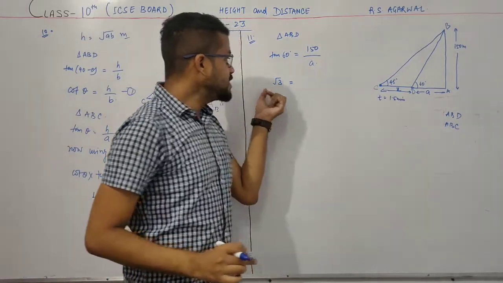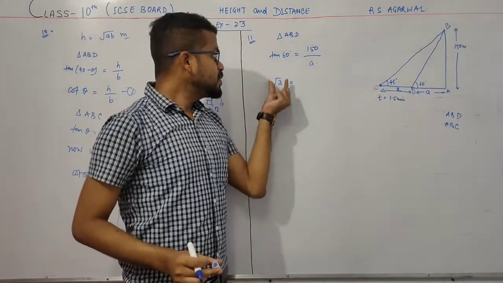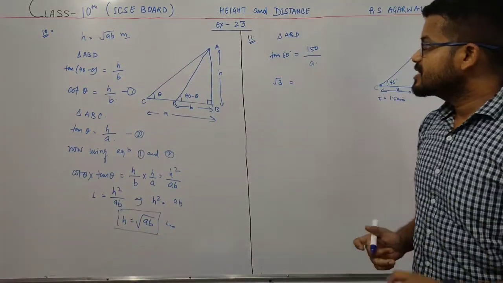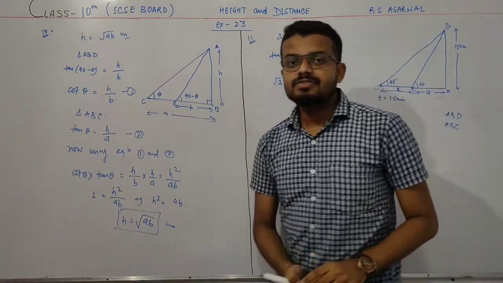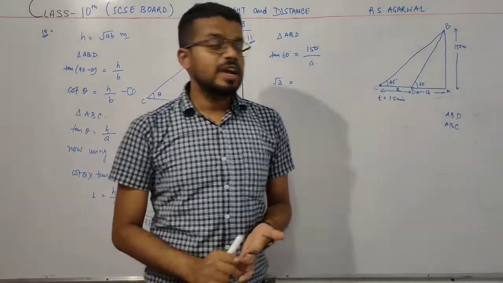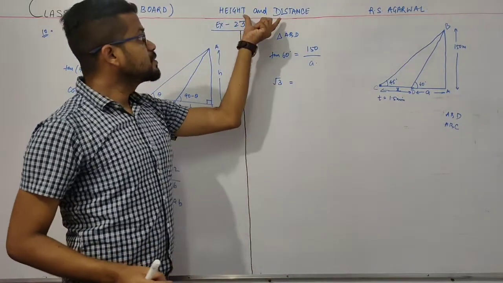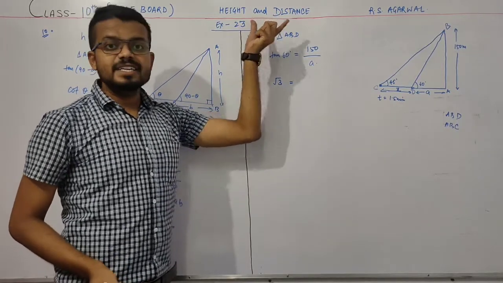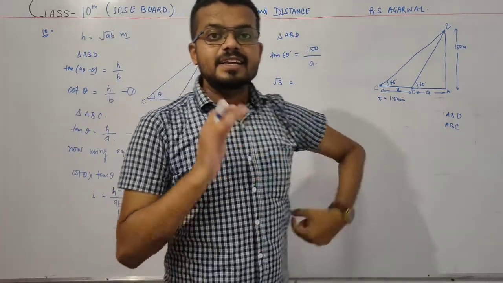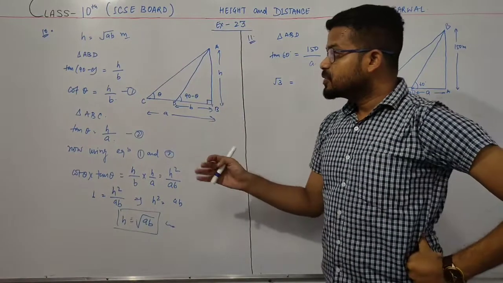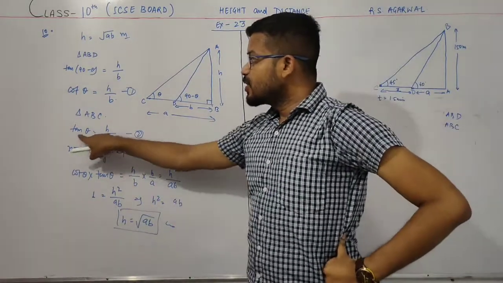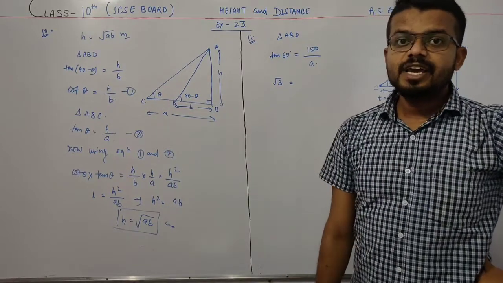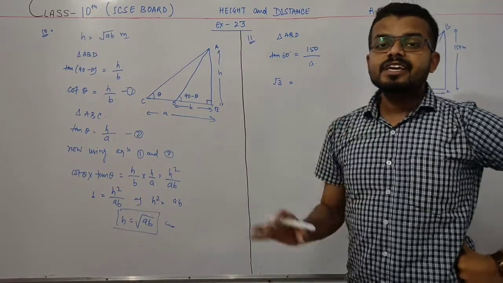Okay, those students who don't know the value of all the trigonometric ratios like tan 30, 60 or sin 30, 60, 45, please go and watch the first part of this chapter, Height and Distance, where I explain in detail how to learn all the values of trigonometric ratios easily, in a very easy way.